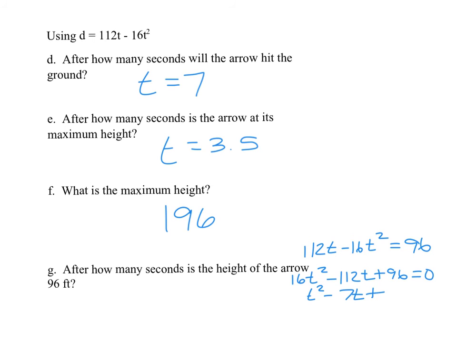It's t squared minus 7t plus, I think it's 6, 96 divided by 16. Yeah, 6. Factor. So we get t equals 1 and t equals 6. After how many seconds is the height of the arrow 96? So there are 2 answers there.